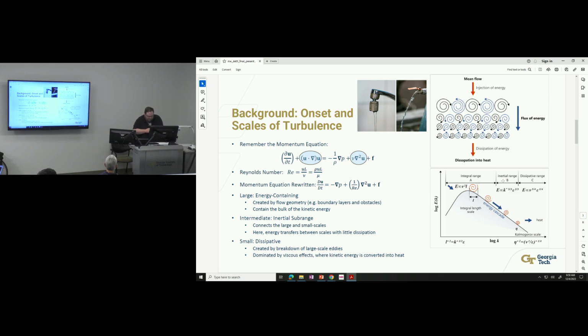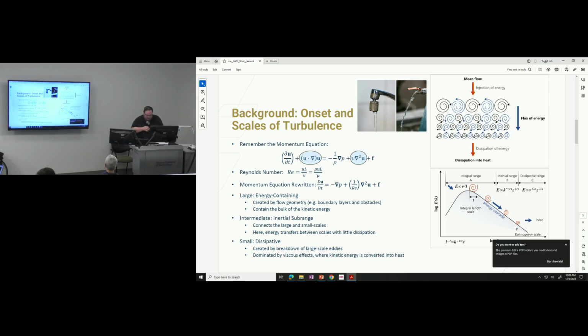The smallest scales are termed the Kolmogorov microscale. A little bit confusing, but it's different coefficients. And they exist in what's termed the dissipative range of the energy spectrum. So at these scales, the viscous forces dissipate the kinetic energy of turbulence into heat. So the size of these scales is given by the Kolmogorov length scale, the eta here, determined by the viscosity of the fluid, and epsilon, the rate of kinetic energy dissipation.